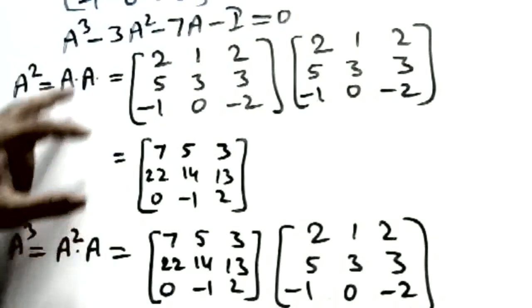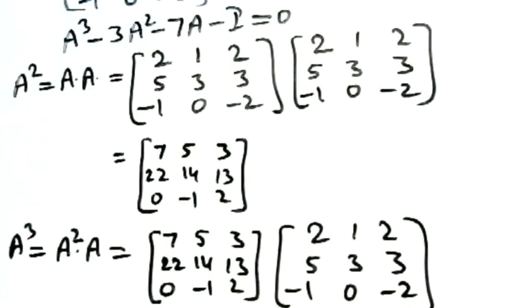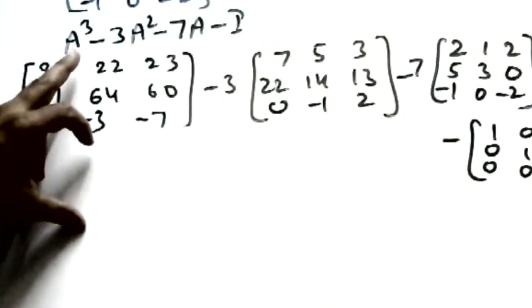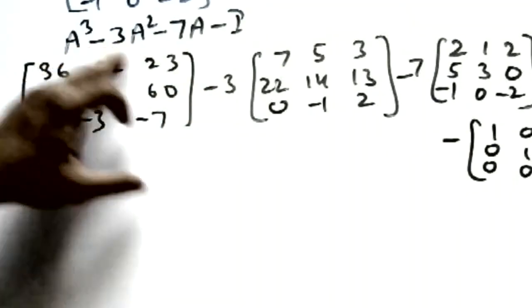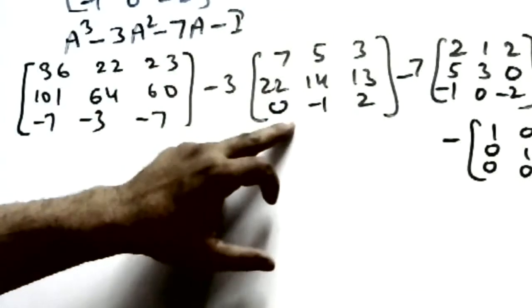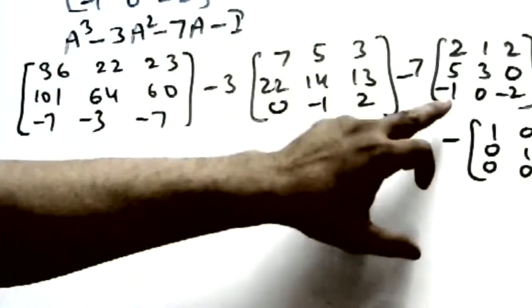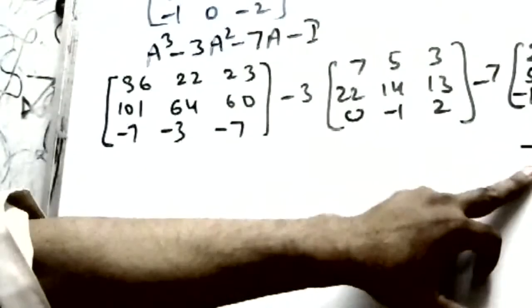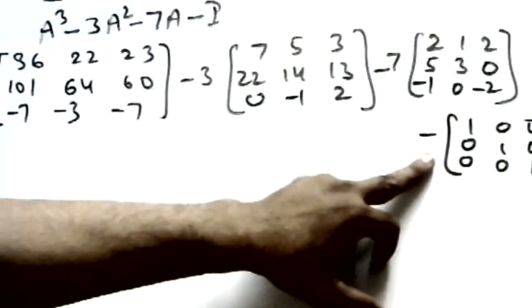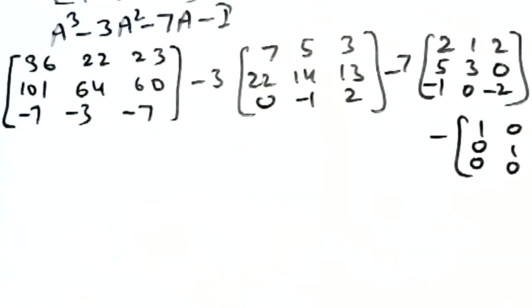Okay, so we got A cube also, A square also. Let me substitute all this in the equation. I have already written some steps. Now you substitute the values. This is the equation: A cube we got this one, minus 3 into A square we got this one, minus 7 into A, the value of A is this, and I is the identity matrix 1 0 0, 0 1 0, 0 0 1.